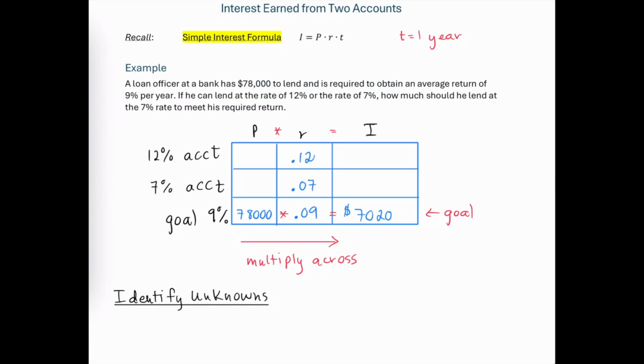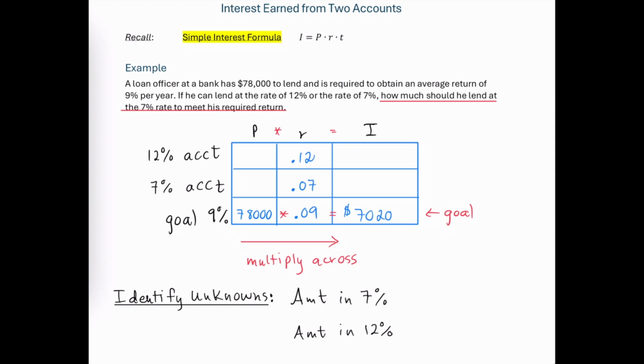And that means we're going to need to figure out what to put in these principal positions. This is where we want to explicitly identify our unknown quantities. When we're identifying unknowns, it's always helpful to look to the end question. The last question will almost always be asking you to find some quantity, and that's going to be our unknown quantity. How much should we lend at the 7% rate to meet the required return? And how much should be lent in the 12% account is also an unknown quantity, even though it's not being explicitly asked for. We'll need to find out how the money is split between the two accounts in order to be able to answer the question.